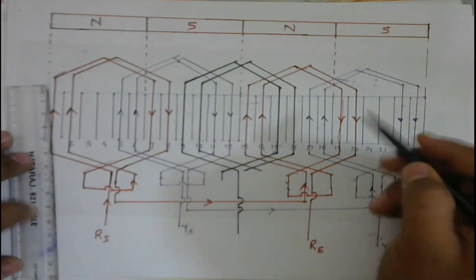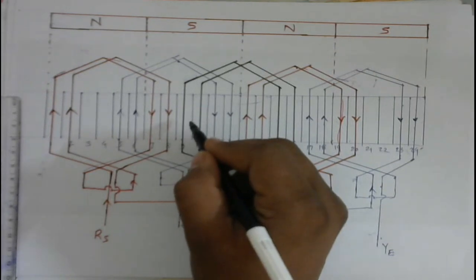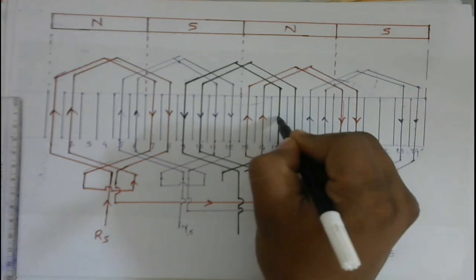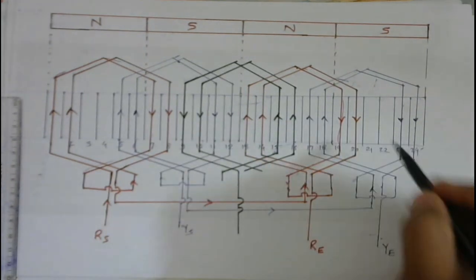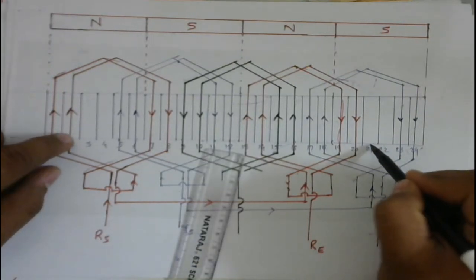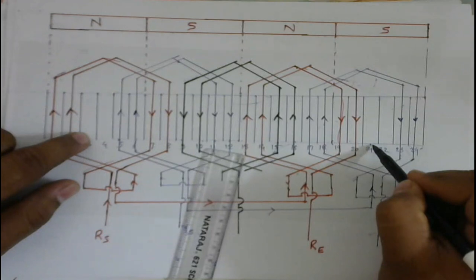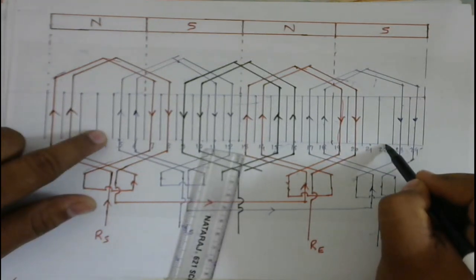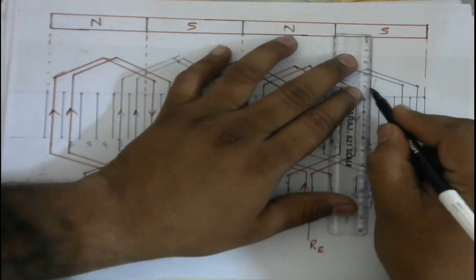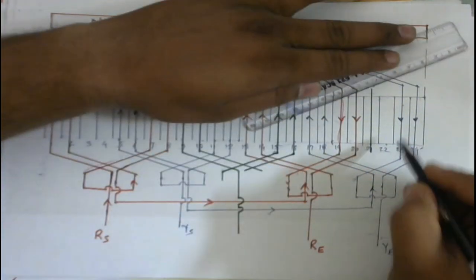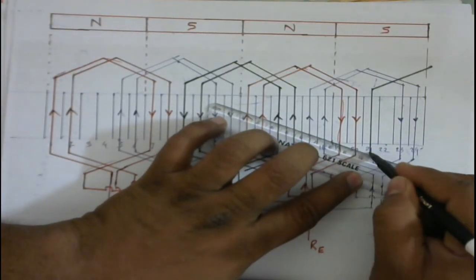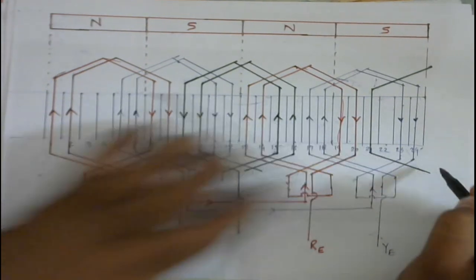Now, as you know, in case of B phase, current in coil side 1 is flowing downward, and current in coil side 2 is flowing upward. Now the remaining two coils will be placed from 21st slot to third one, and from 22nd to fourth one. So here I will place coil side 1 like this, and the coil side 2 of this will be coming here.